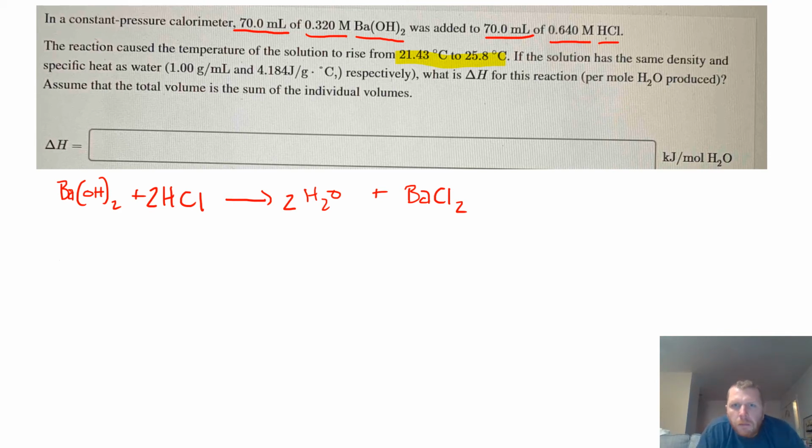Now, what I'm looking at here is ultimately a change in temperature. Okay, so I've got a change in temperature. I've got a delta H here. What I want to do is calculate. I need to go ahead and calculate my number of moles. Okay, so I know that I had a 70 milliliter solution with a concentration of 0.320 moles of barium hydroxide.